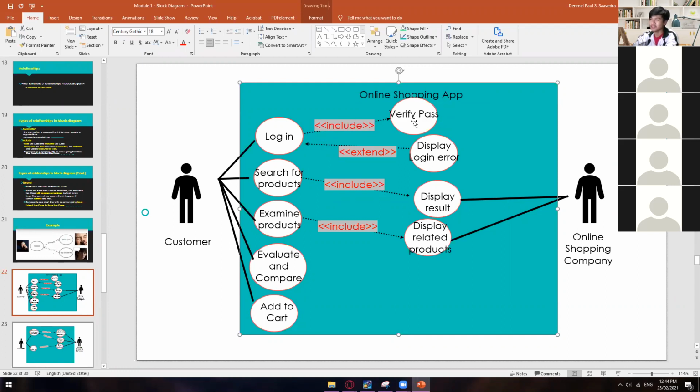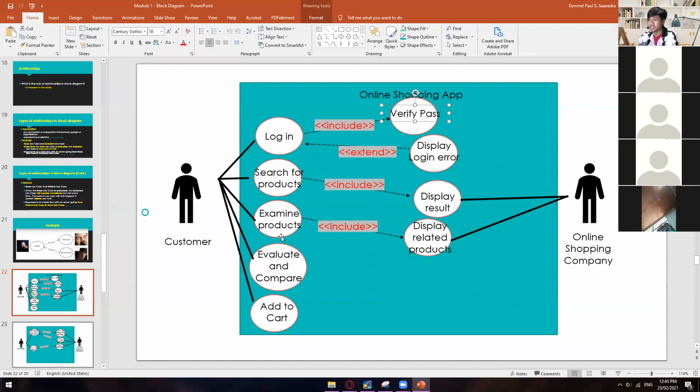But before you can include it here, you have to divide this one into many sections. So I'll give you guys an idea if we have many actions inside of one action later on. So for now, just one action on every use case. So second here is search for products. Of course, it's necessary that it will display the result after searching that certain product. So the same with this one, examining a certain product, it will also display related products.